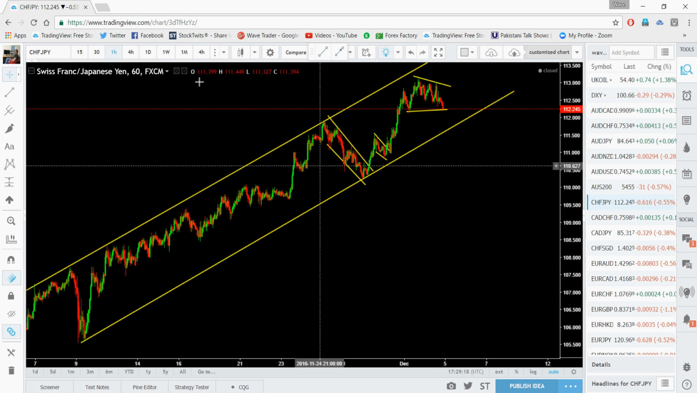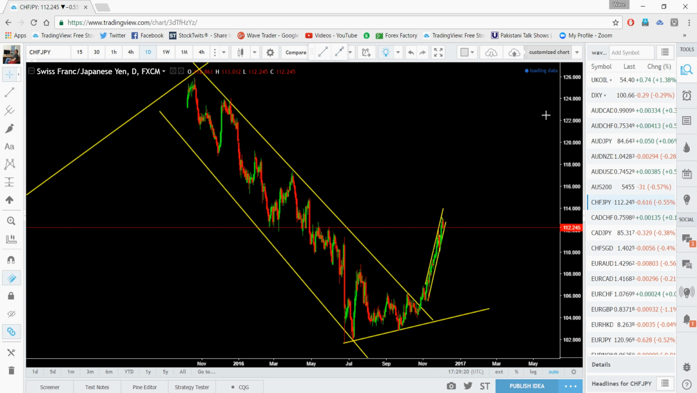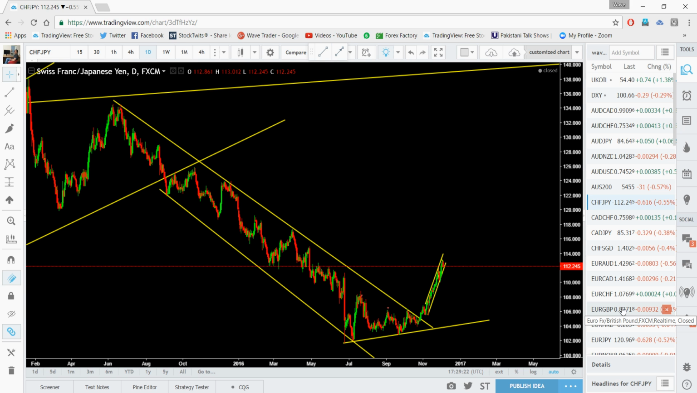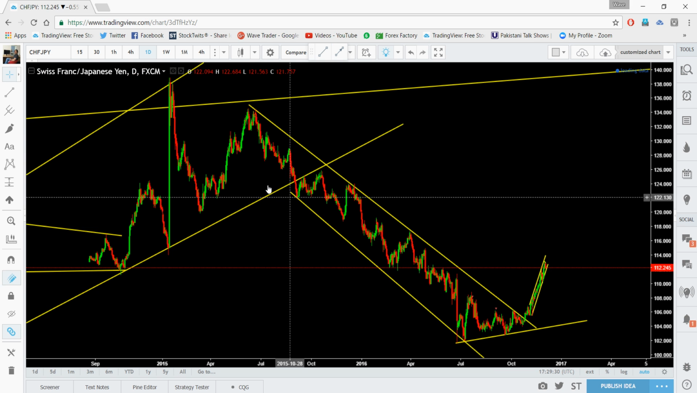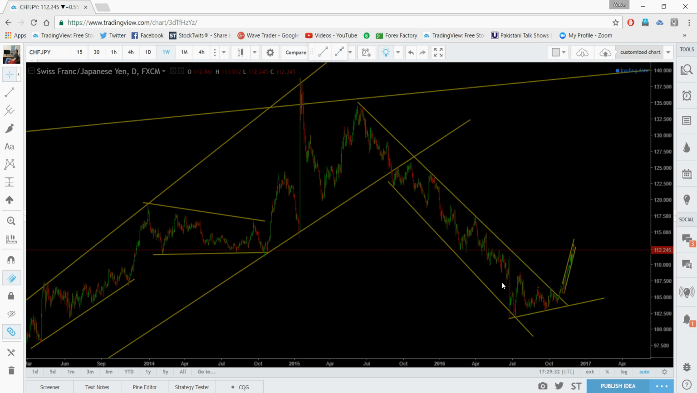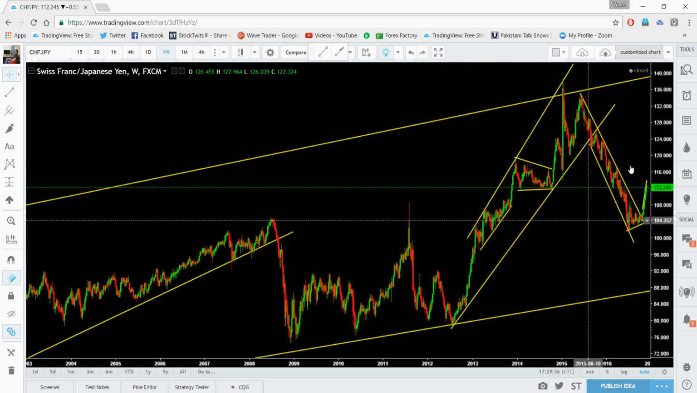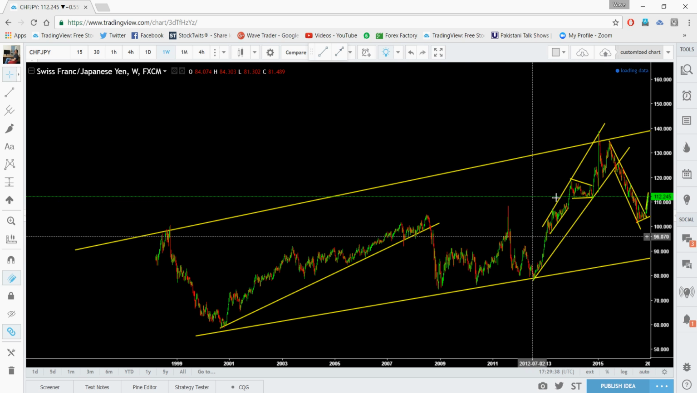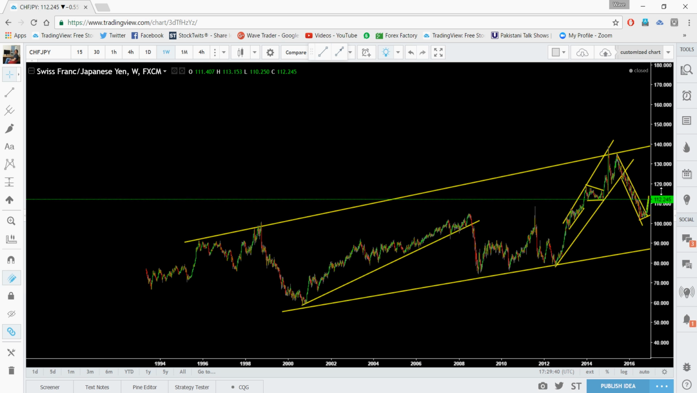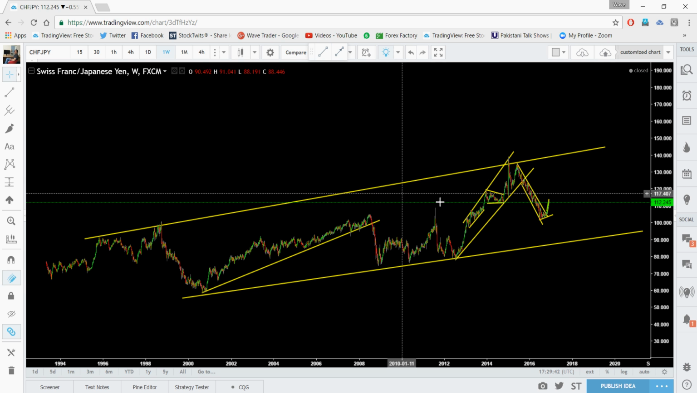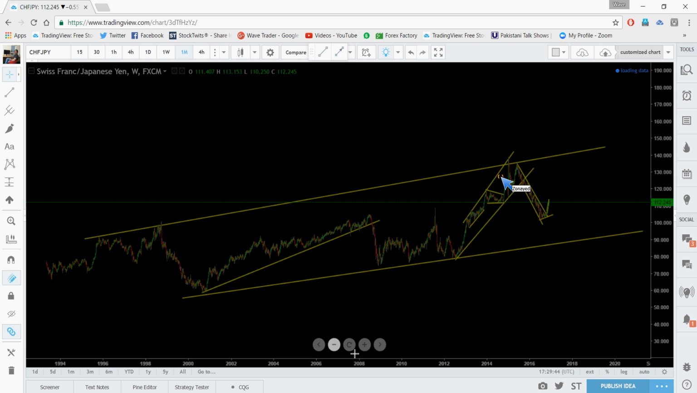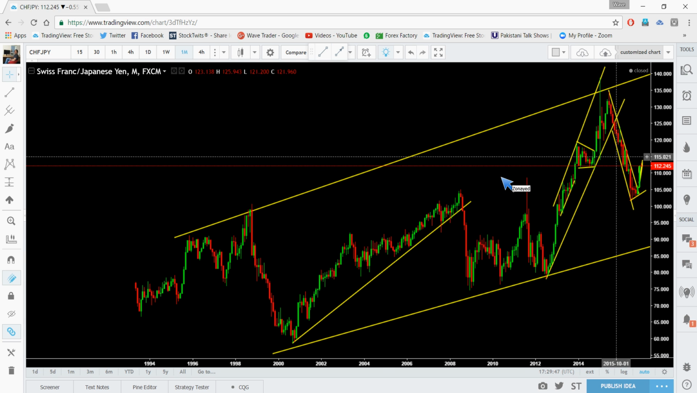So, CHF/JPY. I'll talk about this pair in detail. We are watching this pair for a very long time. So this is the bigger structure. Everybody can see that this is the bigger structure. Let me bring that back to the monthly. So this is the bigger structure.